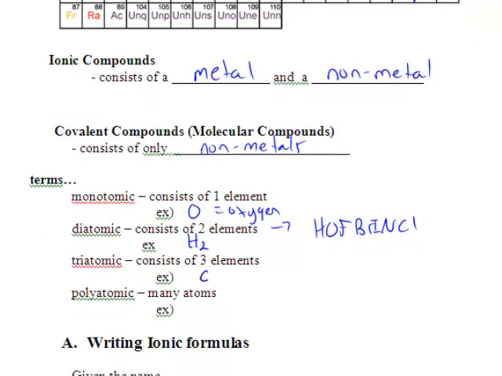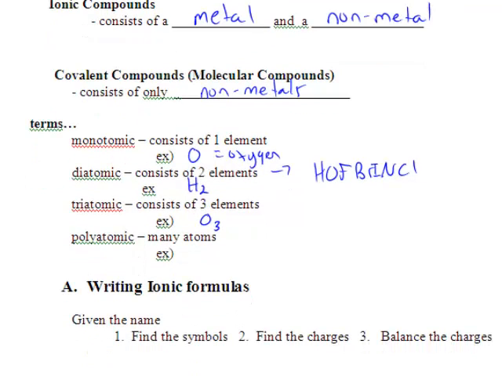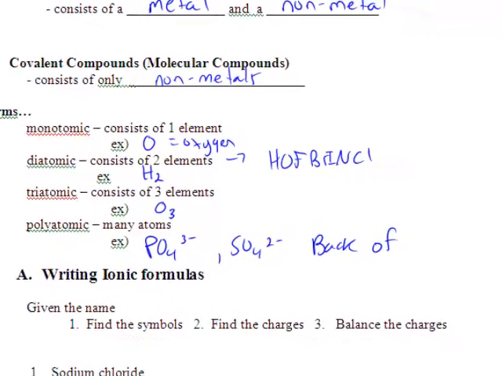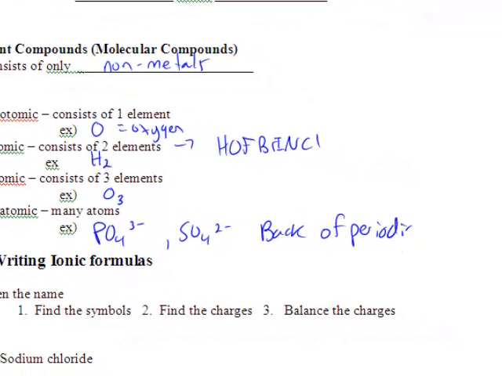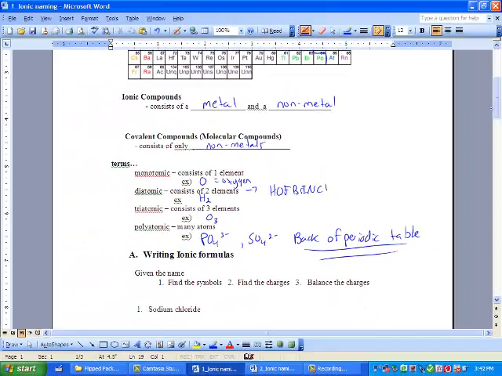Triatomic, you don't see it much. Things like ozone, O3. Polyatomic means more than that. These are things like PO4 3 minus, phosphate, SO4 2 minus. These are on the back of your periodic table. So these are not elements, okay? These are multiple elements together.